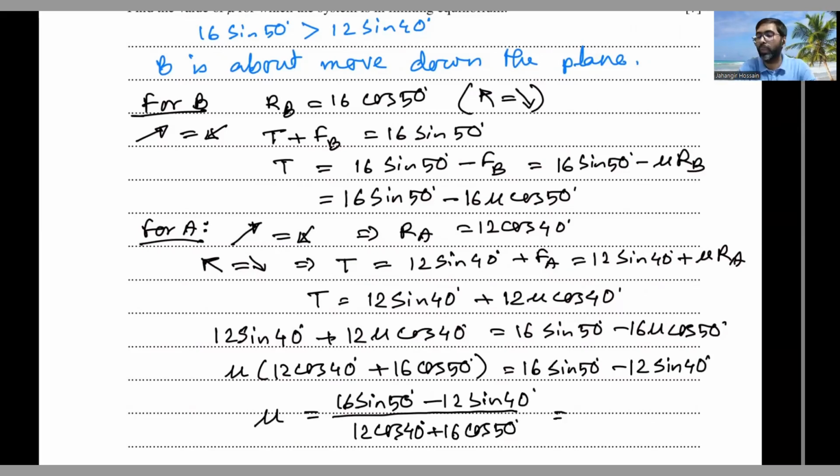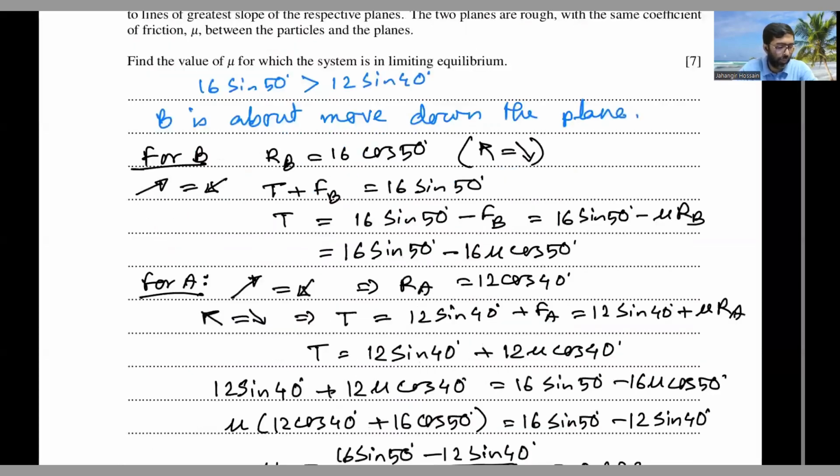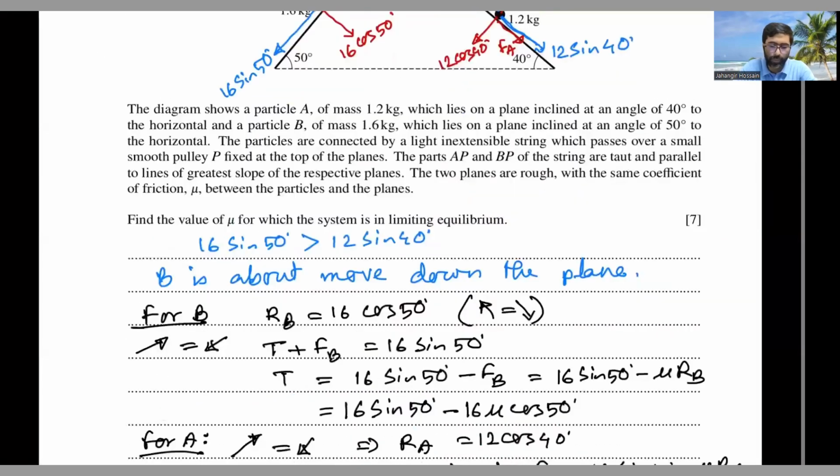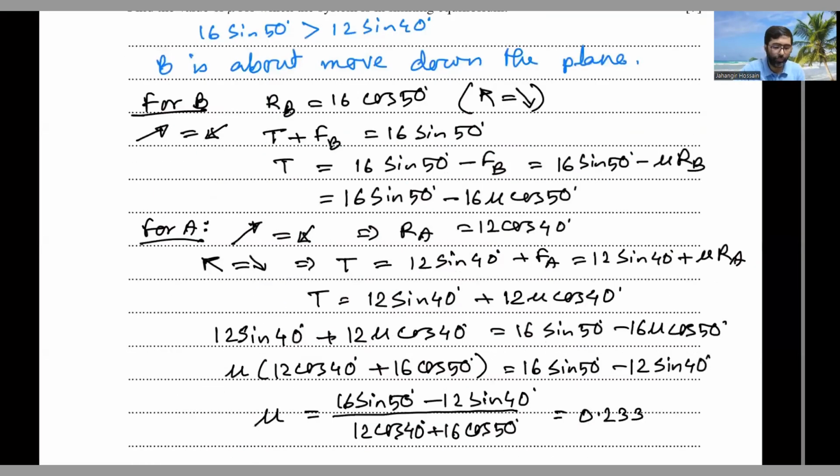The value of mu is equal to 0.2, correct to two significant figures. Okay, that's question number 5. Let's move on to the next question then.